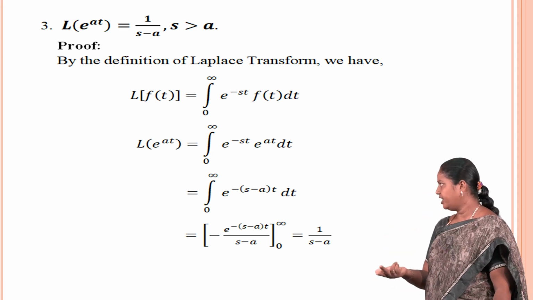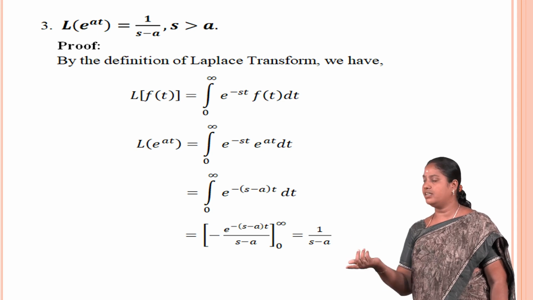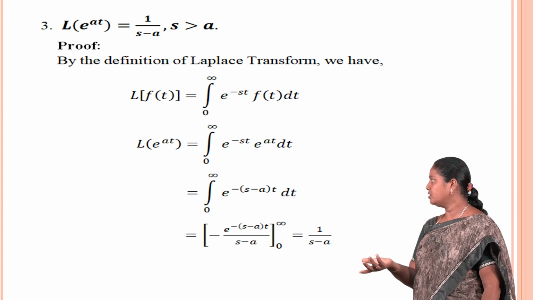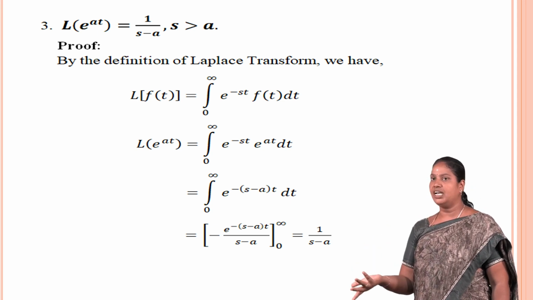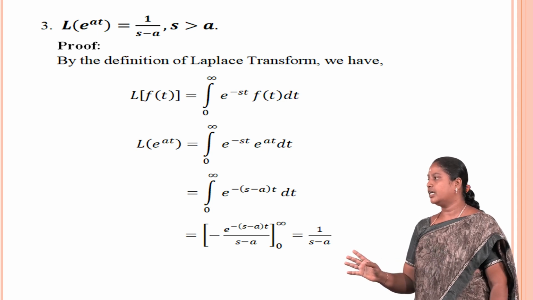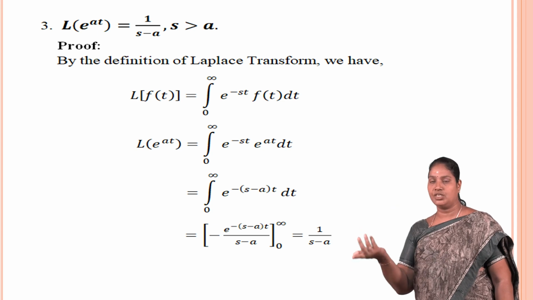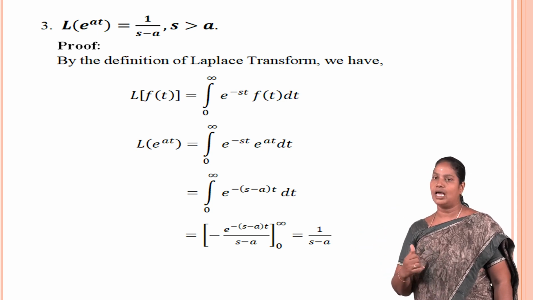So L of e power at is nothing but 1 divided by s minus a, where s is greater than a. That is because if s is equal to a, what will happen? s equal to a means s minus a is 0, and 1 by 0 is infinity, it is not a real number. So we should not allow that condition. Provided s is greater than a, s minus a will be positive. For that condition, we can calculate the Laplace transform of e power at.